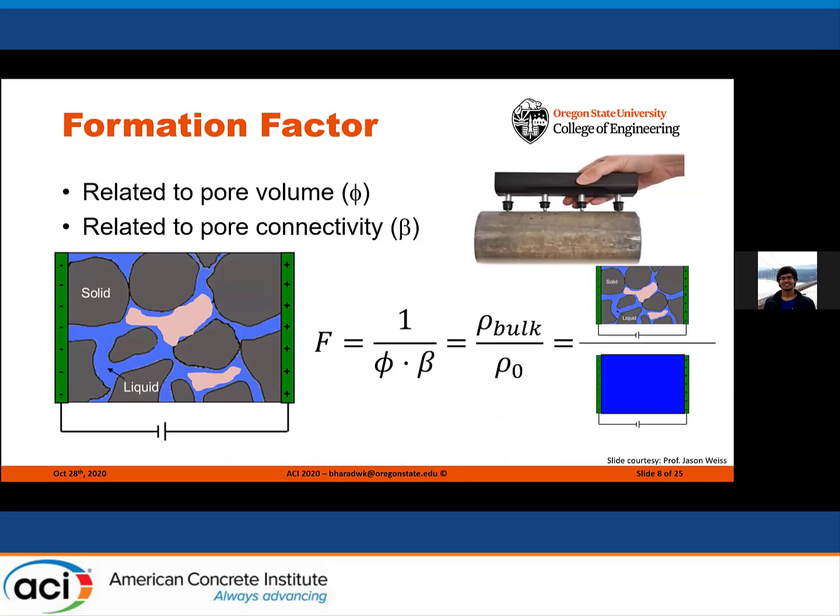Now, let's look at the formation factor. The formation factor of concrete is defined as the inverse of the product of porosity and pore connectivity, and therefore as such is only a function of the microstructure of concrete. The formation factor can be measured by normalizing the bulk resistivity with the pore solution resistivity, which makes it independent of the pore solution resistivity.